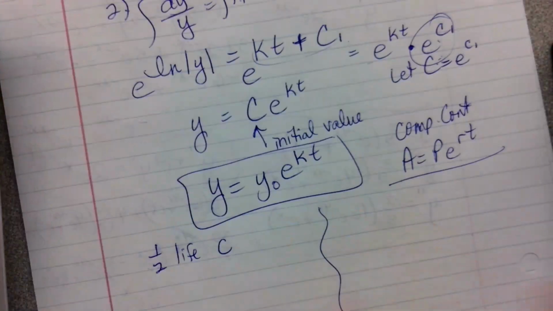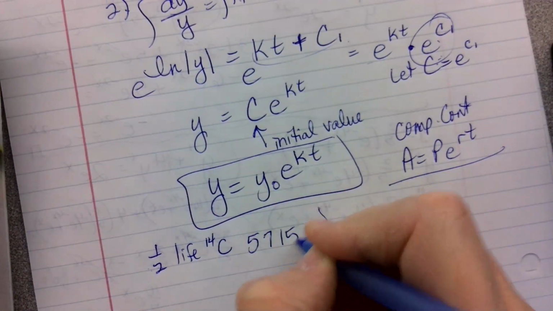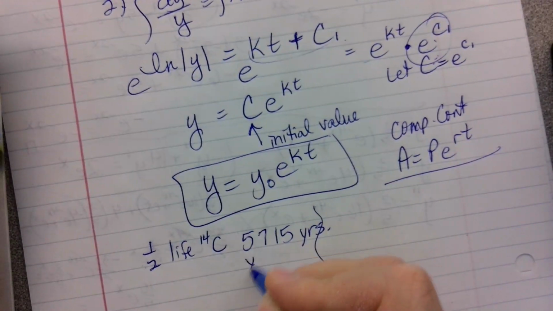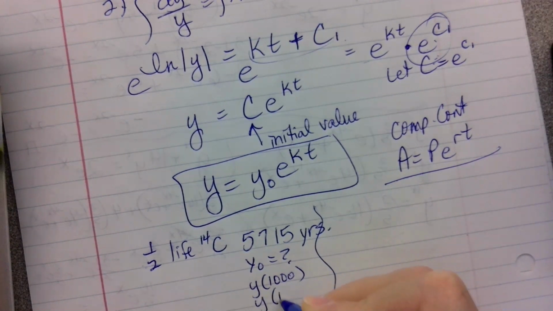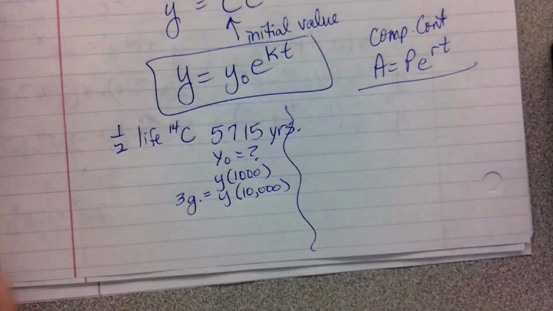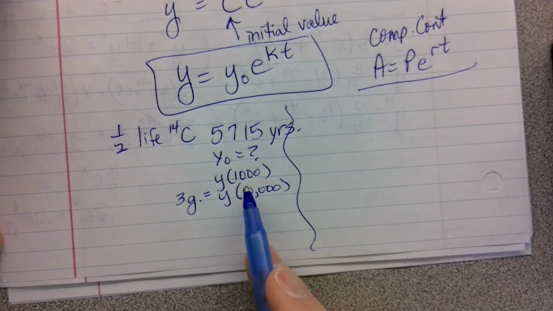3 grams. 5,715 years. We need an initial quantity. We need the amount after 1,000 years and the amount after 10,000 years. In this problem, they give us the amount after 10,000 years, 3 grams. So we need to know the initial amount and the amount after 10,000 years.